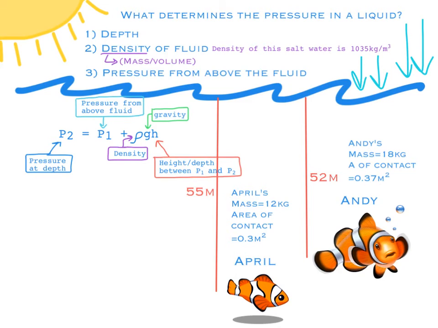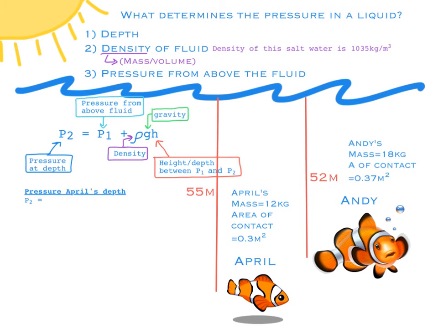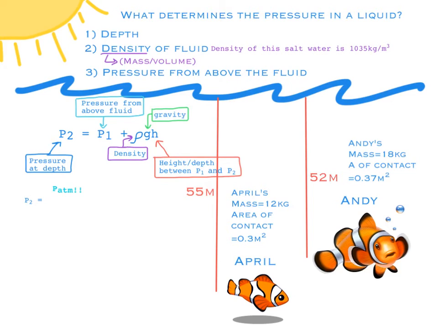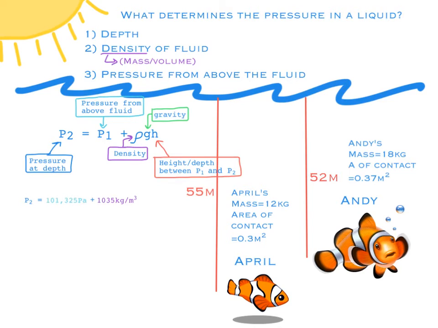So let's actually go ahead and calculate the pressure that both April is experiencing versus Andy. So we'll start with April, and we'll just go ahead and use this equation. So April's pressure at her depth, which would be P2, is equal to P1, and P1 is actually caused by the air, and it's called atmospheric pressure, or PATM. And there's a specific number that we're going to use for atmospheric pressure. It's specifically 101,325 pascals. So you can write that down and remember that number. And then we have plus rho, or density. And we said before the density of the salt water is 1,035 kilograms per meter cubed. So we'll go ahead and add that, times gravity, which we know is 10, times height. And for April, it's 55 meters because that's between P1, which is coming from the atmosphere, and P2, which is the pressure she's experiencing. So it's 55 meters there.